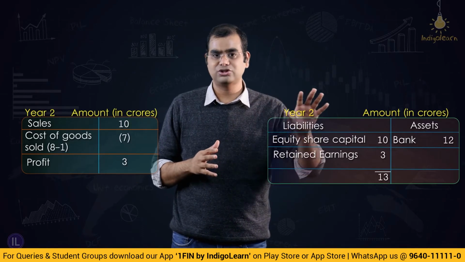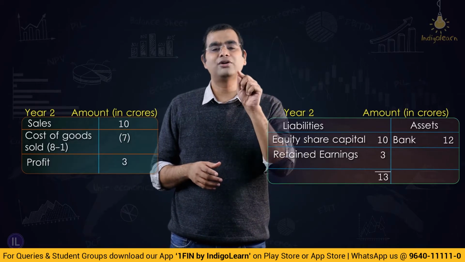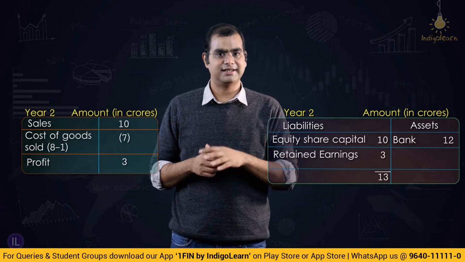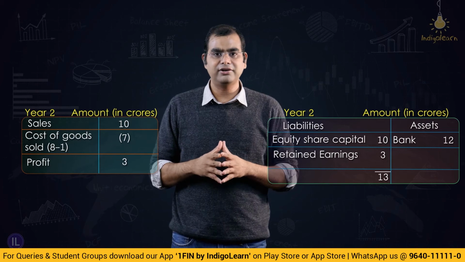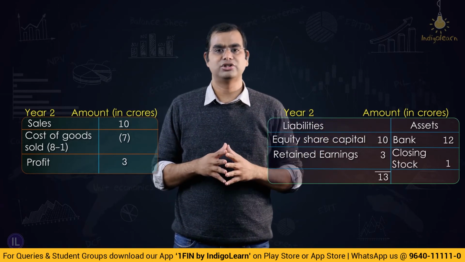So your cash balance is 2 plus 10, 12. So far, so good. You also have 1 crore worth of item in stock. Is that not an asset? It is an asset, right? This is the asset side of the balance sheet. You have to show something on the asset side. Whatever is the asset of the company, you have to show there. So that 1 crore comes and gets added here as closing stock, right?